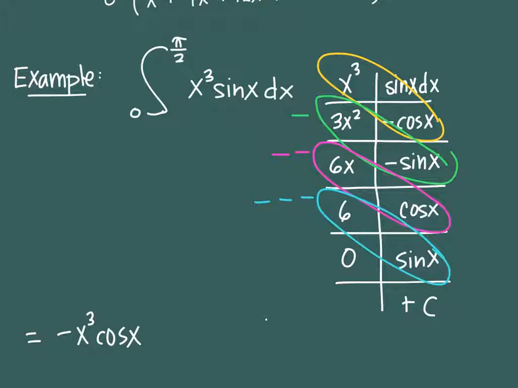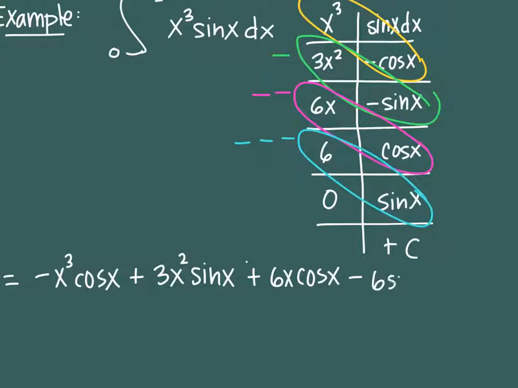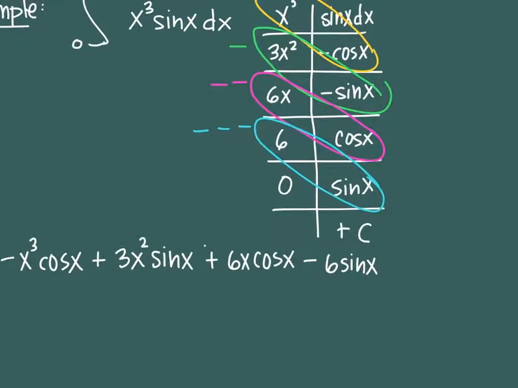And so my green pair is going to ultimately end up being positive because of the pairing. So I'll have positive 3x to the second sine x. My pinkish purplish pair has a double negative on the outside, but no negatives in the pairing, so that's going to be positive. And my blue pair has a triple negative on the outside, but no negatives on the inside, which will end up to be negative. So negative 6 sine x, and then I have the plus c on the end.